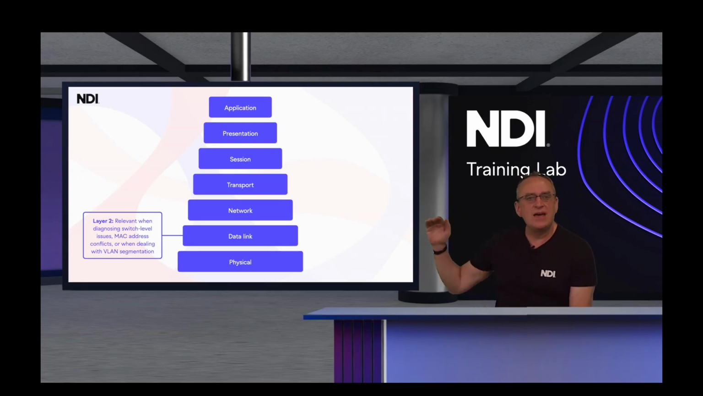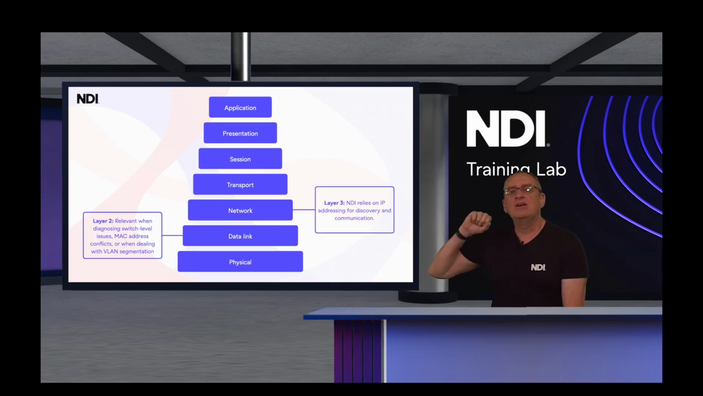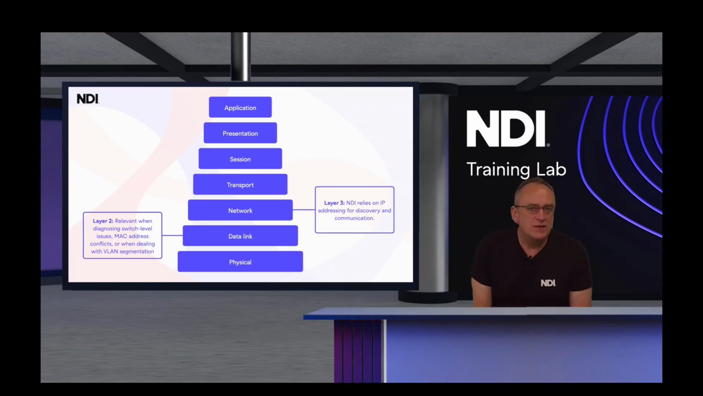Whereas layer 3, the network layer, is where NDI relies on IP addressing for discovery and communication. Problems like duplicate IPs, missing routes, or incorrect subnet masks can prevent devices from seeing each other or streaming correctly.